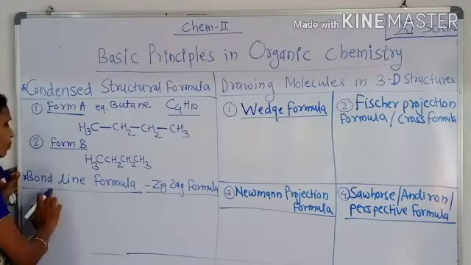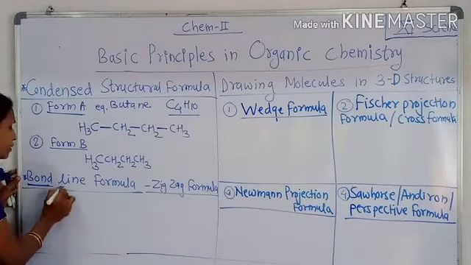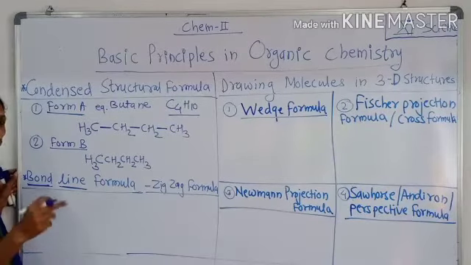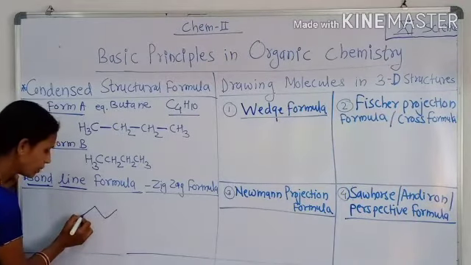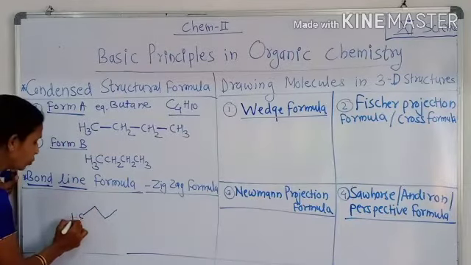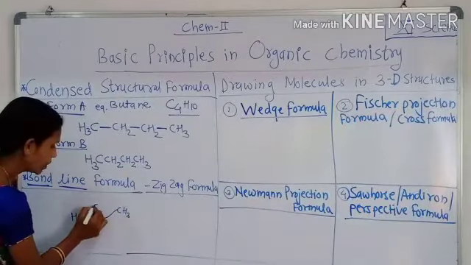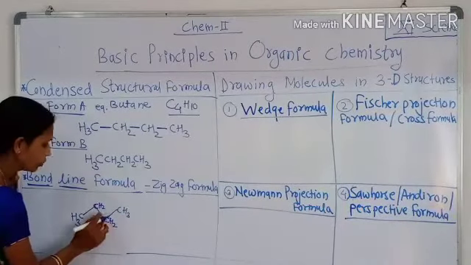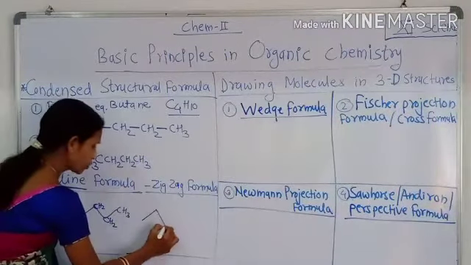Similarly, we can write a bond line formula for butane. In the bond line formula, the bonds are represented only using solid lines in a zigzag manner. That means the carbon-carbon chain is represented only by the zigzag line. At the terminal of the bond line there is a methyl group, and at each corner there is a carbon whose valency is fulfilled, that is here CH2 and CH2. That means the bond line formula for butane is shown like this.